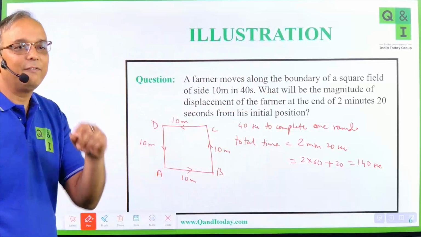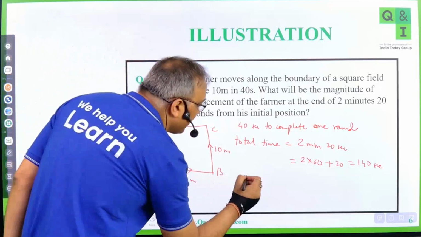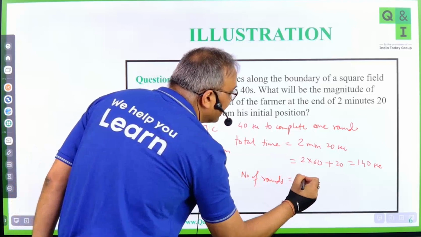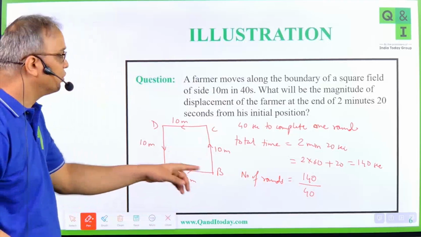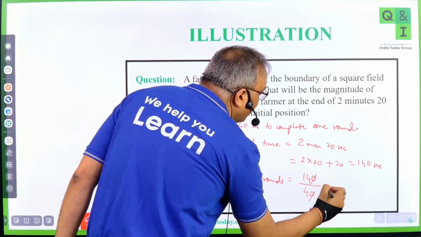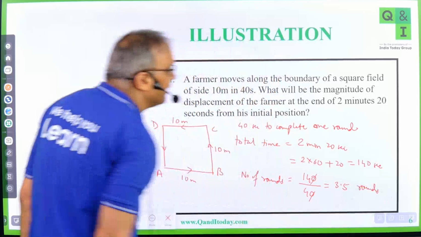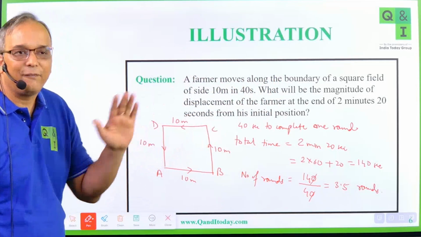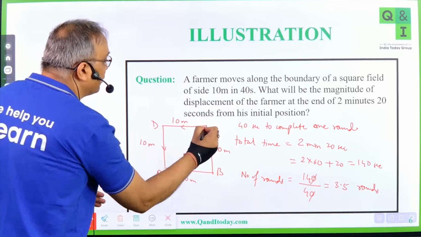Now in 140 seconds, it takes 40 seconds to complete one round. So if you want to calculate the number of rounds, total time is 140 and it takes 40 seconds to complete one round. This will give you the total number of rounds he has completed. When you cancel this, you will have 3.5 rounds. So 3.5 means 3 complete rounds and 0.5 means half of that. A, B, C, D, because it is a square, half of that means the final position is C.